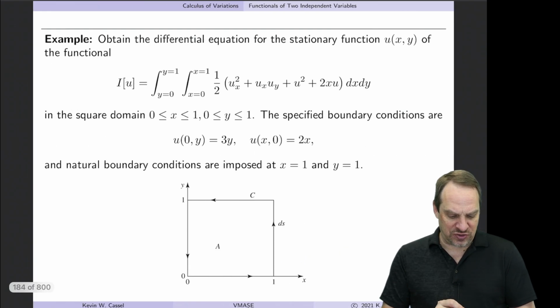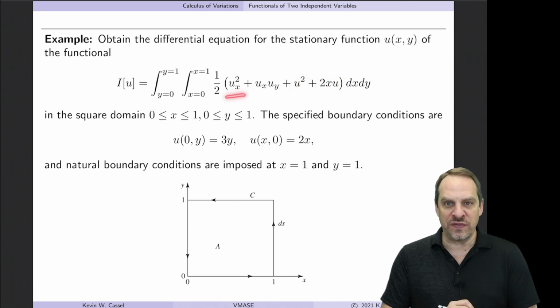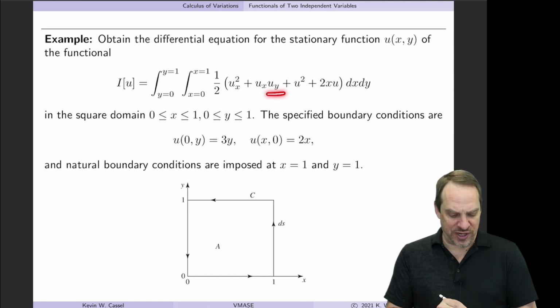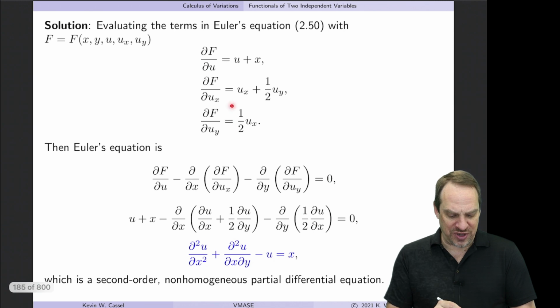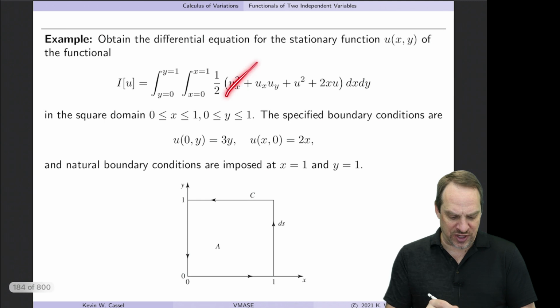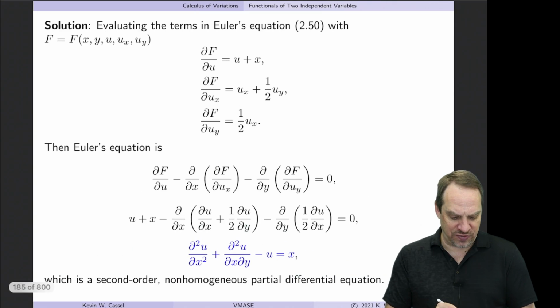Then partial f partial u sub x. There are no u sub x's here or here. Here we have u sub x squared. So the partial derivative of that with respect to u sub x is 2 times u sub x, and again the 2's cancel. And then we have u sub x times u sub y. Partial derivative of that with respect to u sub x is u sub y, and then don't forget the 1/2. So u sub x plus 1/2 u sub y. And then finally with respect to u sub y, there's no u sub y's here, here, or here, only here. The partial derivative of that with respect to u sub y is 1/2 times u sub x.